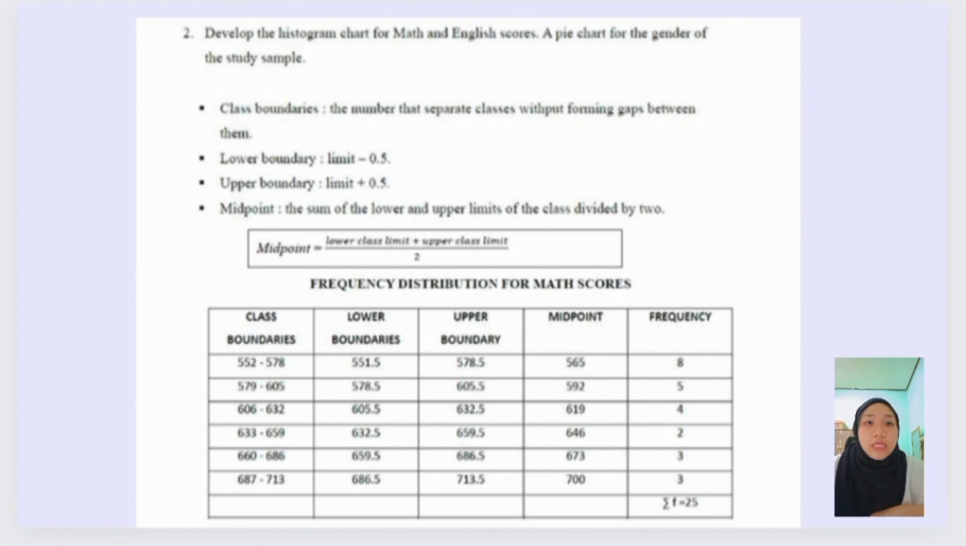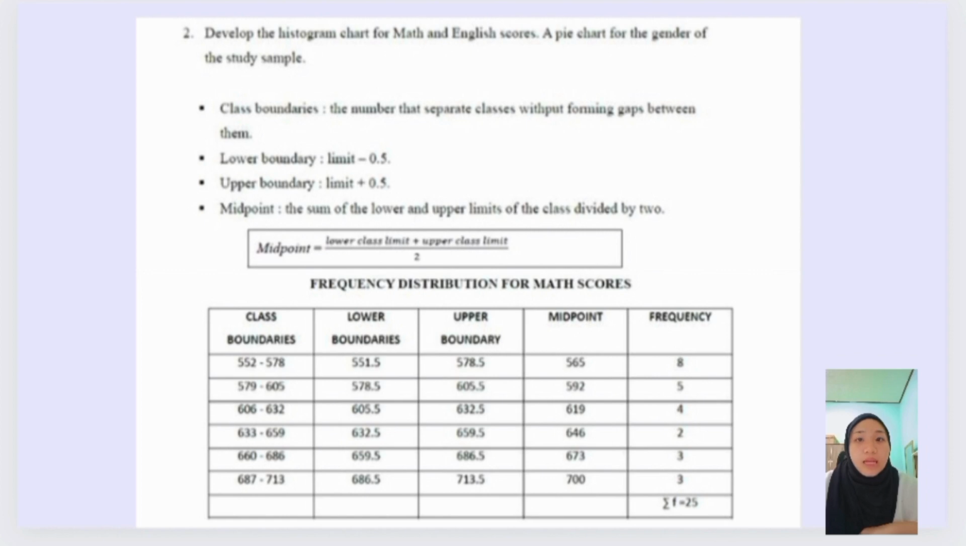So this is the frequency distribution for English SAT score. The frequency for the first class is 4, the second class is 6, the third class is 7, and the fourth class is 4, followed by the fifth class which is 3, and the sixth class which is 1. The total sum is 25. The last step is that the cumulative frequency of the last class is equal to the sample size n.